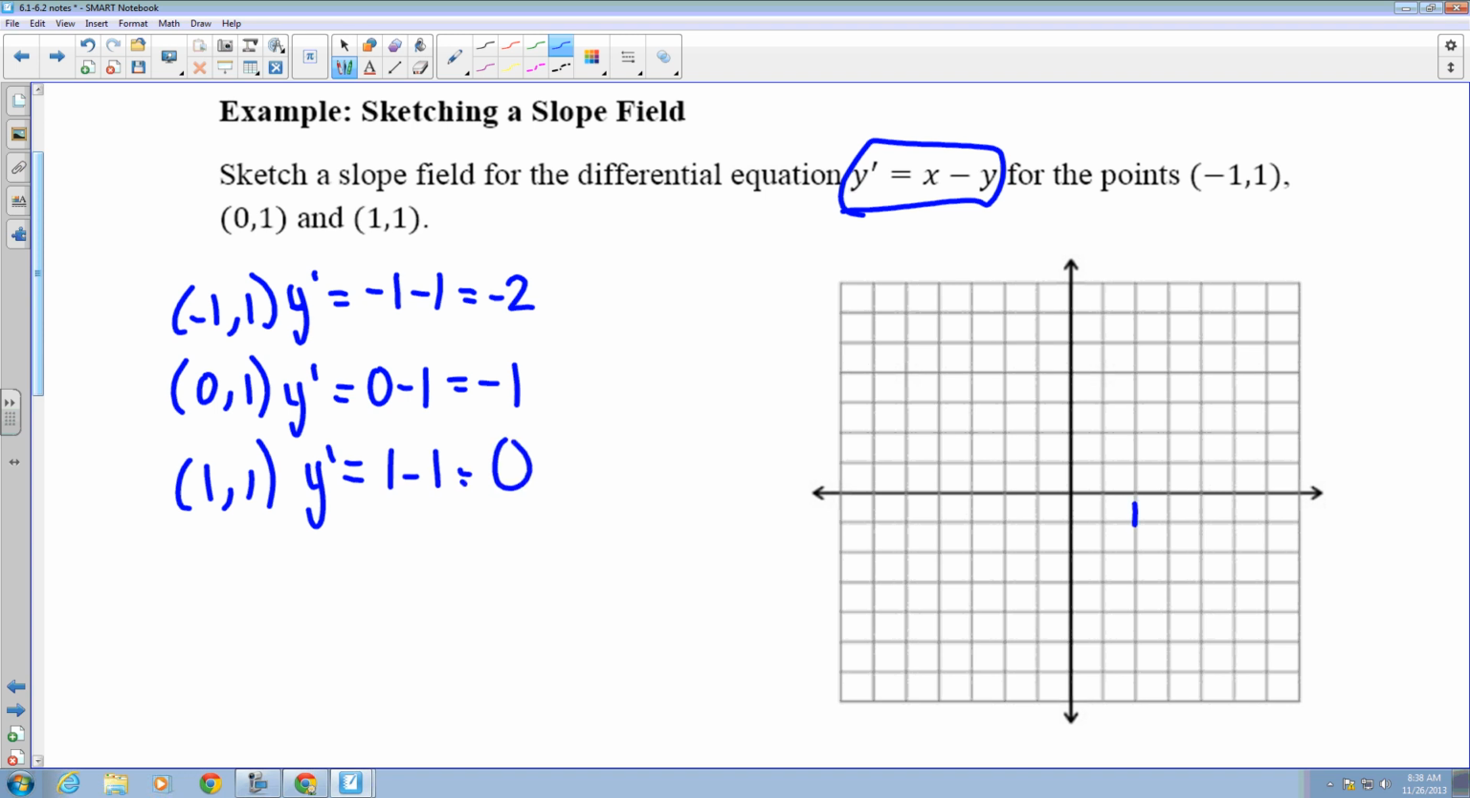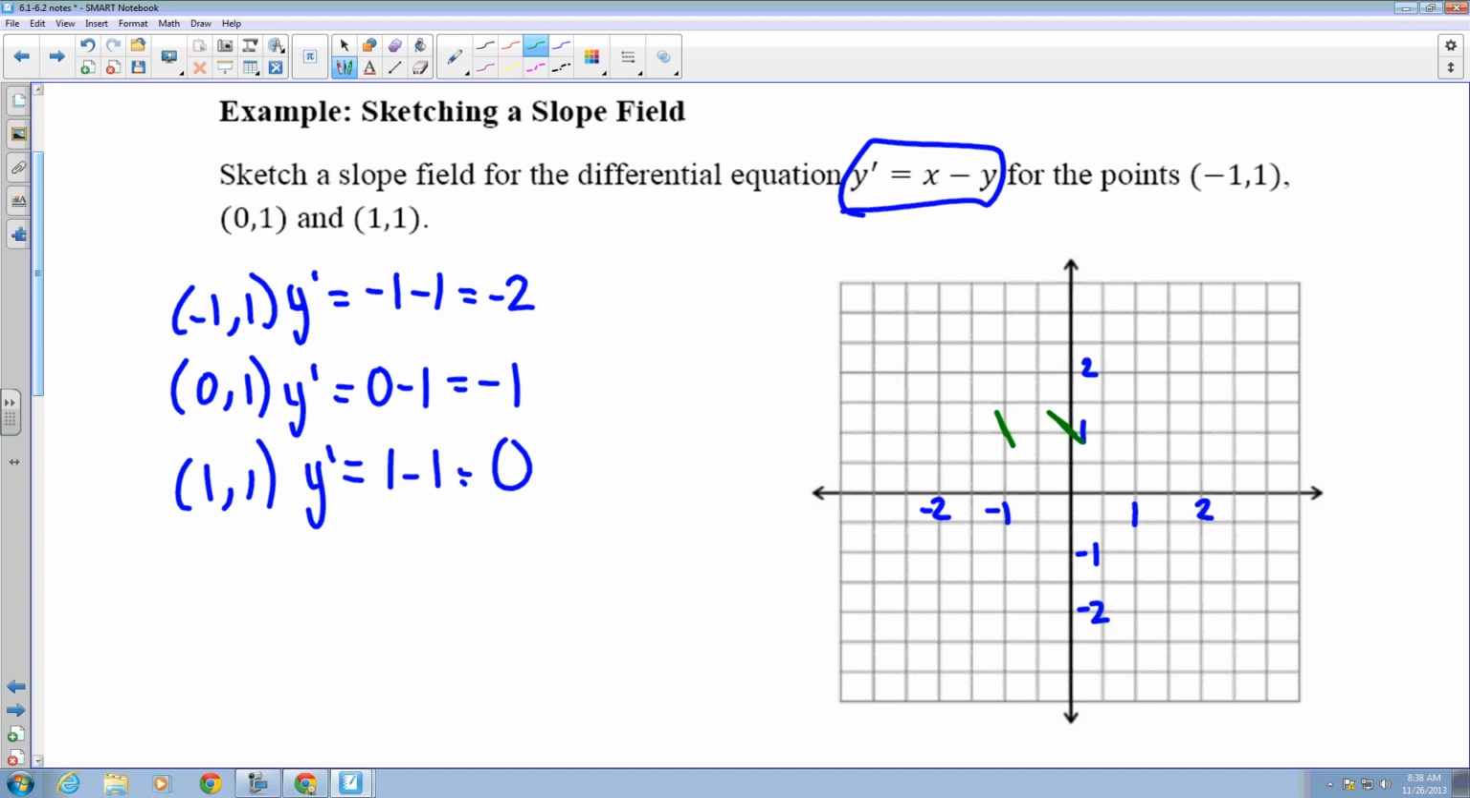So if I say this is 1, this is 2, negative 1, negative 2, 1, 2, negative 1, negative 2, we'll be able to see our dashes a little bit better. Now you don't have to make the dash too big, but you do need to be pretty careful as to differentiating between negative 2 and negative 1. So at (negative 1, 1), our slope is negative 2. So like that. At (0, 1), our slope is negative 1.